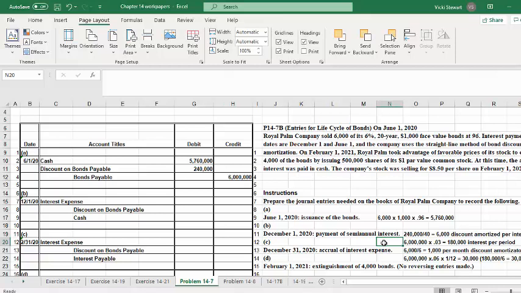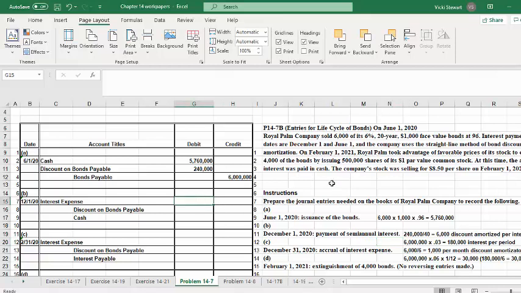We also have to calculate the amount of interest that we actually pay to the bondholders. The interest we pay is always face times stated. These bonds pay interest semi-annually. So we multiply the face amount of the bond, $6 million, by half of the stated rate, 6%, which is 3%, and we get interest paid of $180,000 per 6-month period.